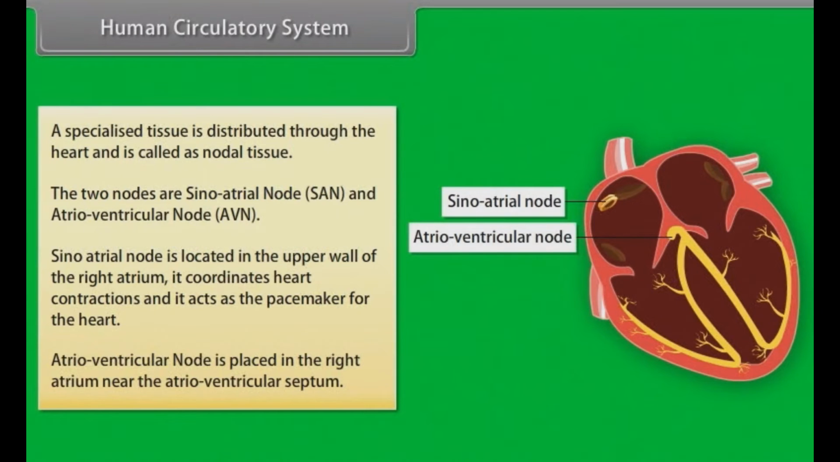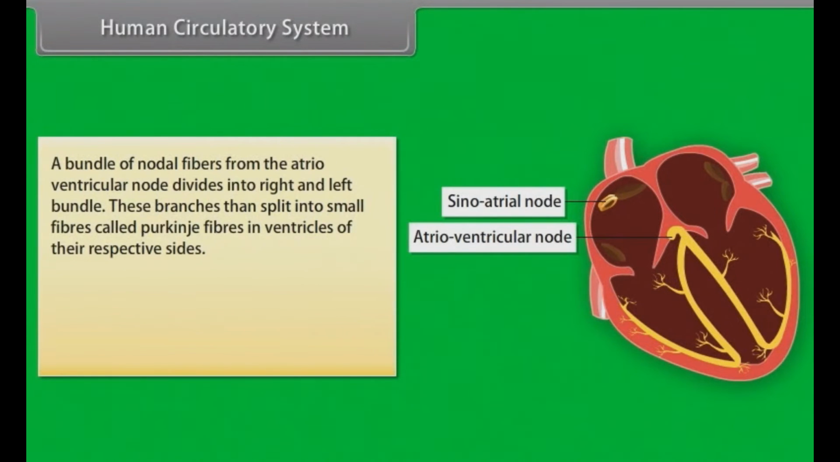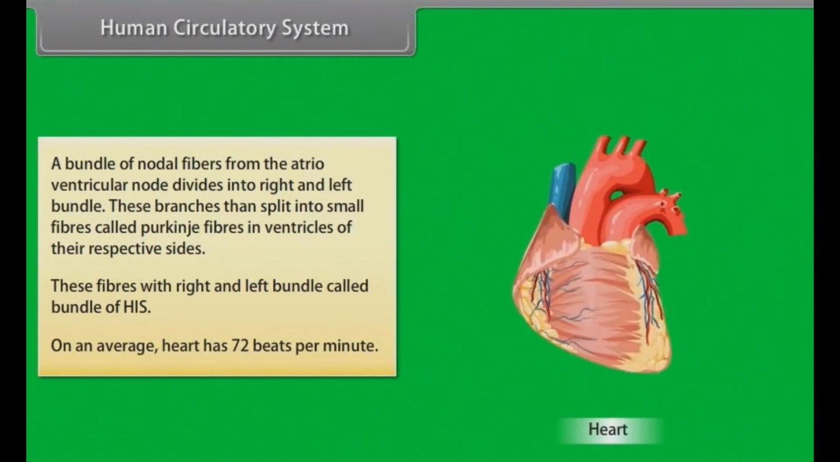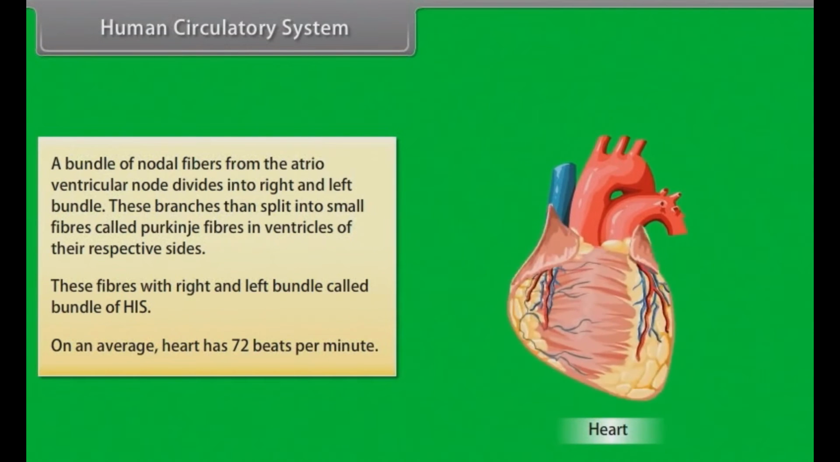Atrioventricular node is present in the right atrium near the atrioventricular septum. A bundle of nodal fibers from the atrioventricular node divides into right and left bundles. These branches then split into small fibers called Purkinje fibers in the ventricles of their respective sides. These fibers with the right and left bundles are called the bundle of His. On an average, the heart has 72 beats per minute.